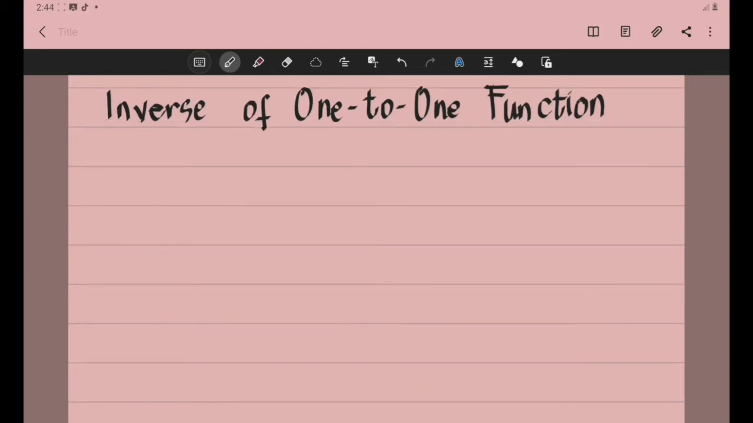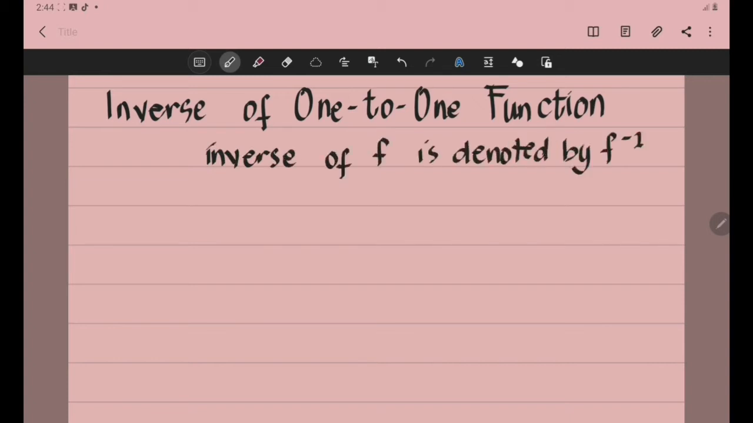Let us define inverse of one-to-one function. Let f be a one-to-one function with domain A and range B. Then the inverse of f is denoted by f inverse. Is a function with domain B and range A. It is defined by f inverse of y is equals to x if and only if f of x is equals to y for any y in B.